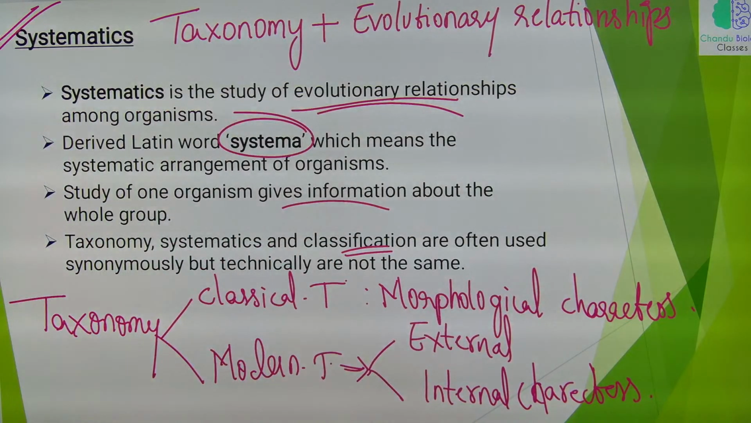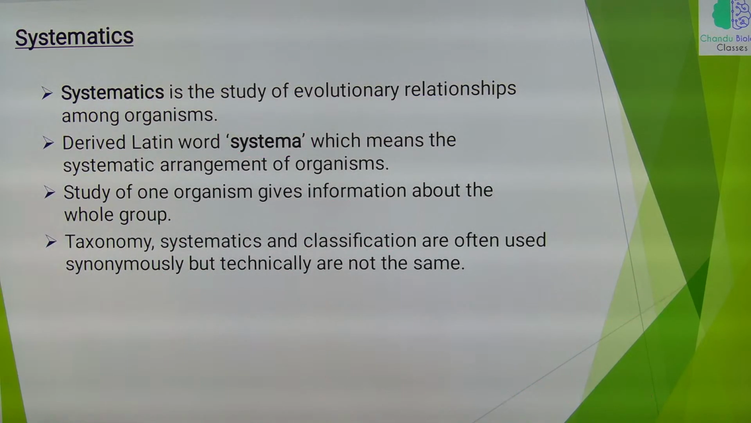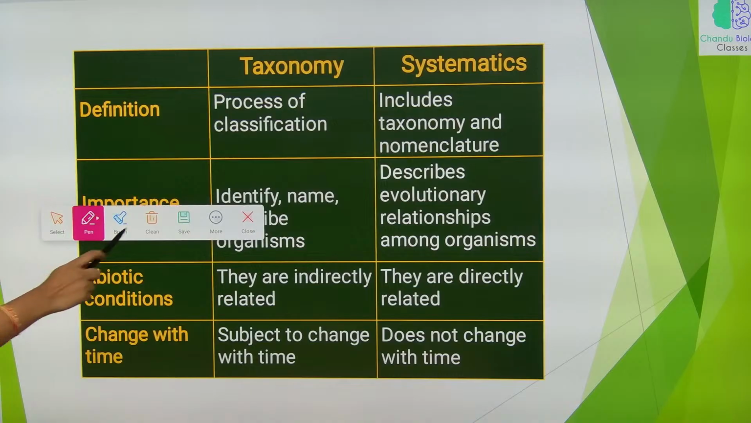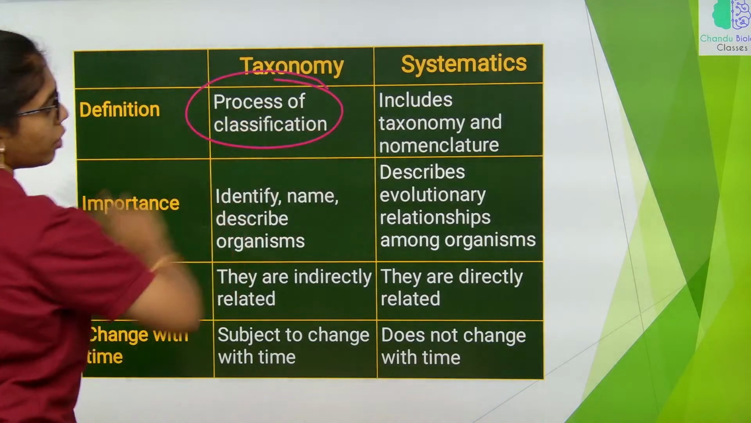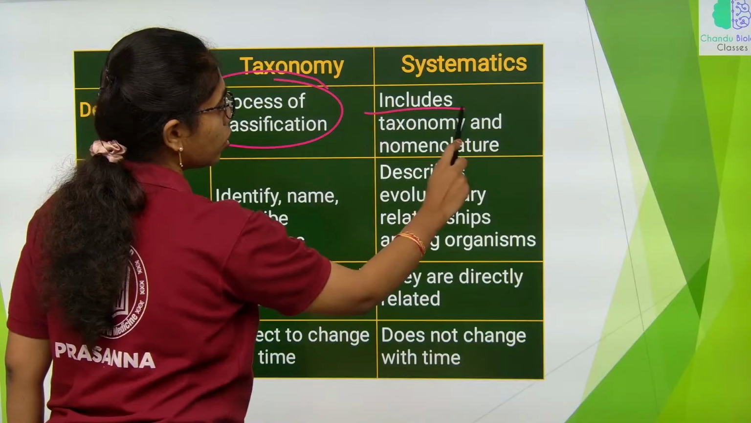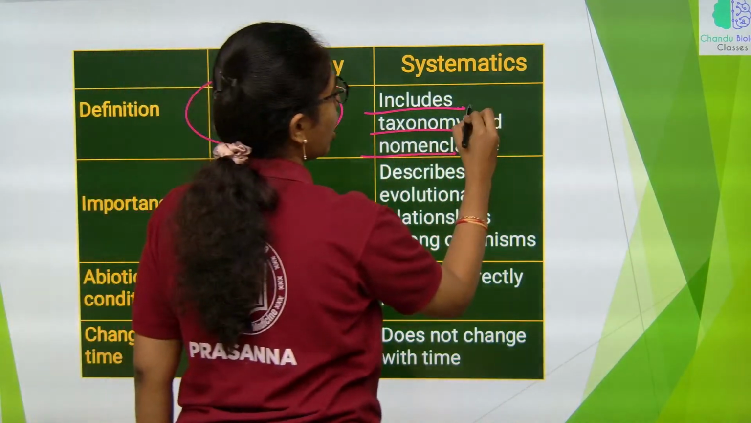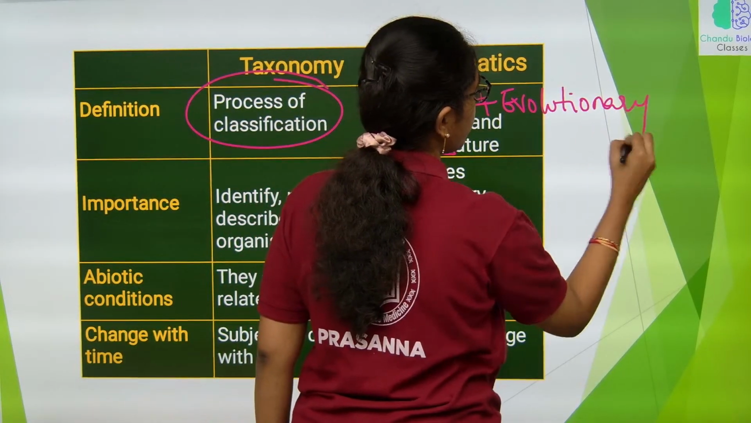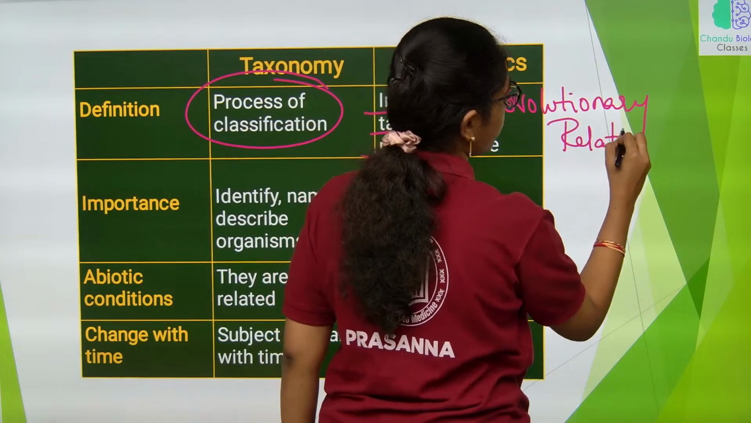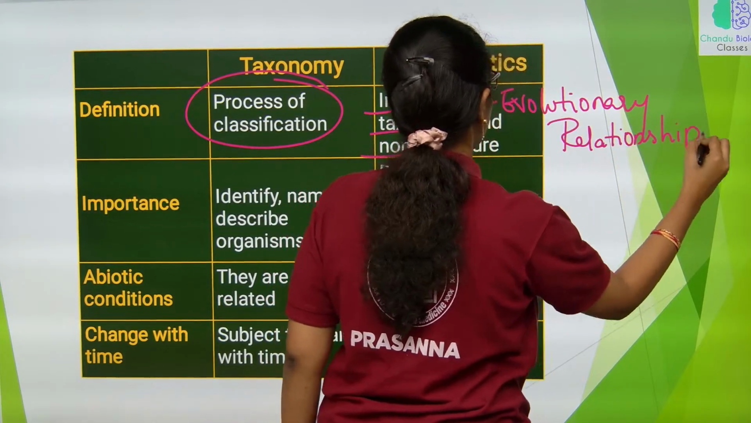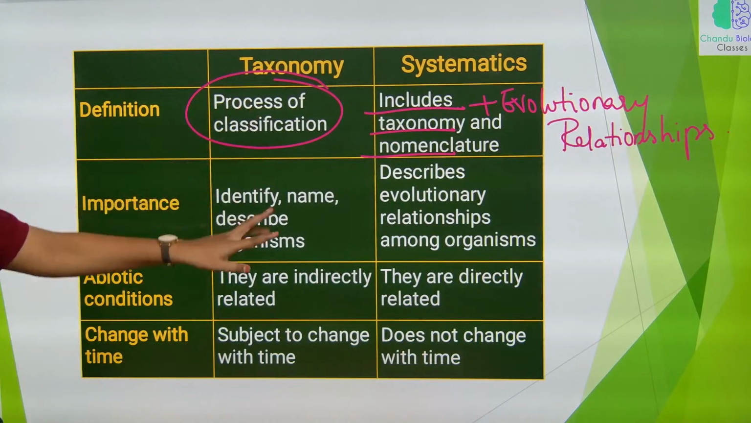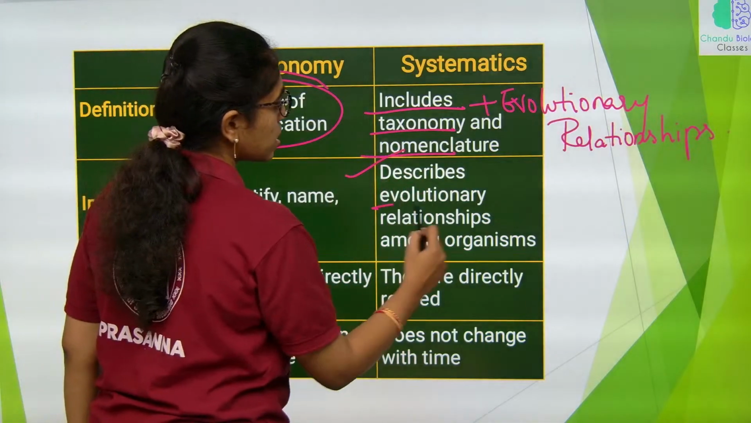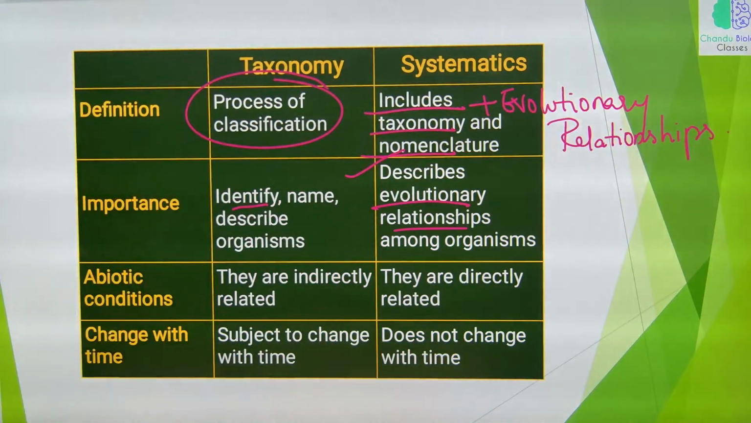Okay, and then now we will see the difference between taxonomy and systematics, important for us again. This is nothing but the process of classification. Here this includes taxonomy and nomenclature, along with evolutionary relationships as well. Next, importance. Taxonomy is to identify, name and describe the organisms, and systematics describes evolutionary relationships among the organisms.